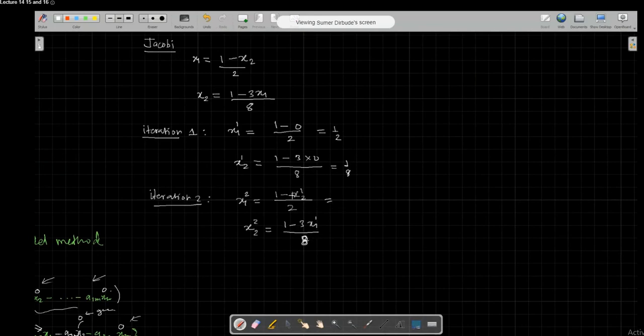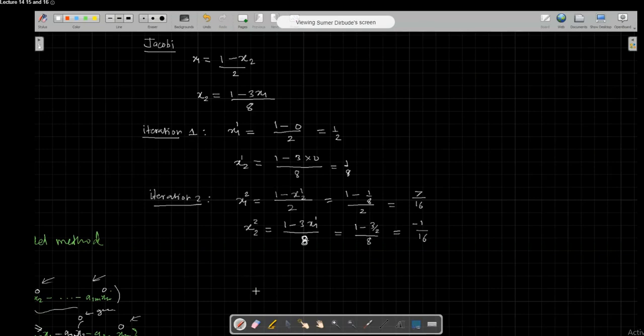Okay. What are these values? 1 minus x2^1, x2^1 is 1 by 8, divided by 2, and you will get 7 by 16, and this is 1 minus 3x1^1, so 1 minus 3 by 2 over 8, so 2 minus 3 over 16, which is minus 1 by 16. Okay, so likewise you can keep on calculating the values of x1 and x2.